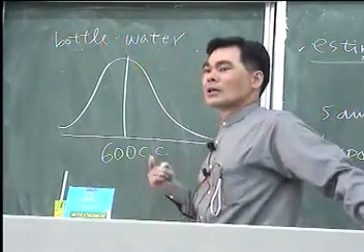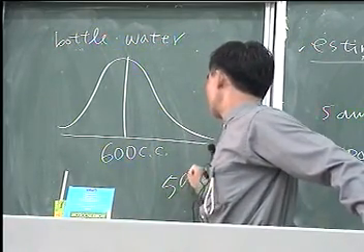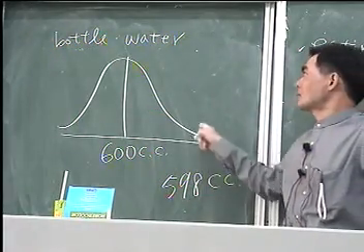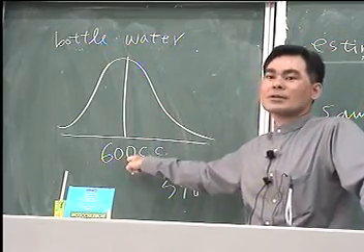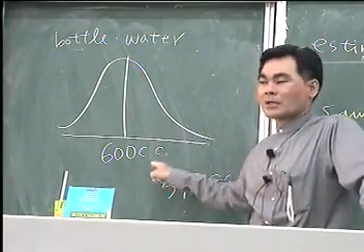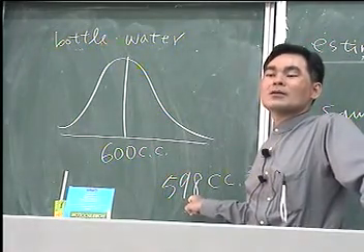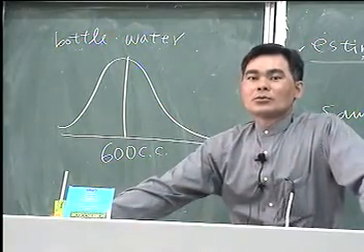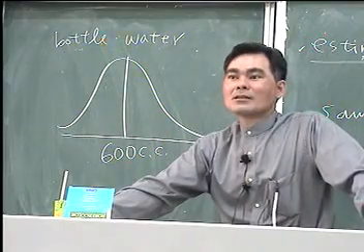So let us say you get a bottle from 7-Eleven, okay? And what you get is 598 cc. Because on the bottle it says that it has 600 cc, right? But what you get is actually 598. So there is 2 cc short. So in this case, do you want to believe it is exactly 600 cc?